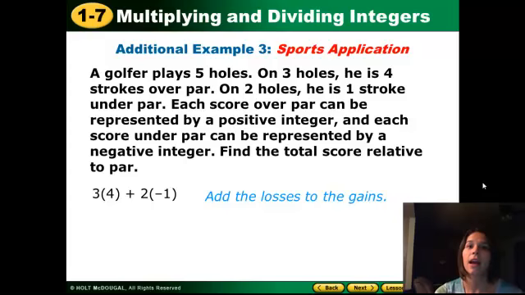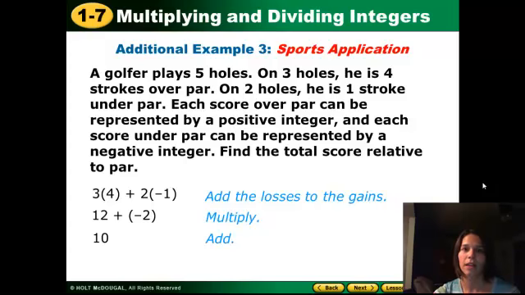And then under par, which is good in golf, fewer strokes, he had 2 holes with 1 under, so 2 times negative 1. First simplify each of those multiplications. 3 times 4 is 12. 2 times negative 1, my signs are different, so I'm going to have negative 2. And then my final thing will just be to add those two together, 12 plus negative 2, so I'm going down from 12 to 10. Good luck on multiplying and dividing integers.